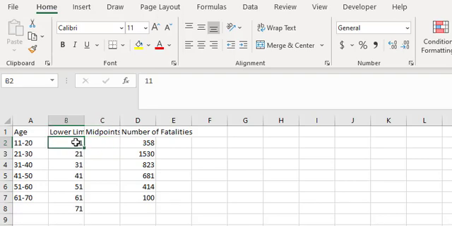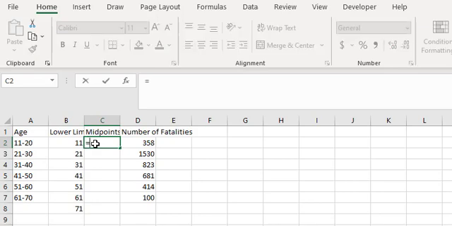So in order to find the midpoint, I will add these two numbers and divide by 2. Then add the next two numbers and divide by 2. So for the last one, I need to add the lower limit of the next class and divide by 2. Then only I'll get the midpoint. That's the reason I added the lower limit for the next class. So I can place the cursor here, enter equal. Then we are going to add these numbers, right? So 11 plus 21.